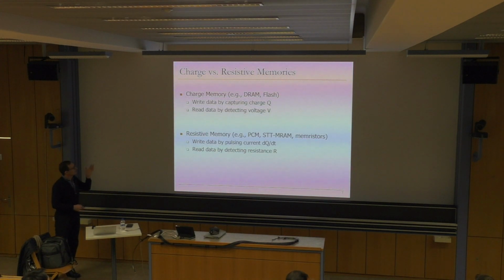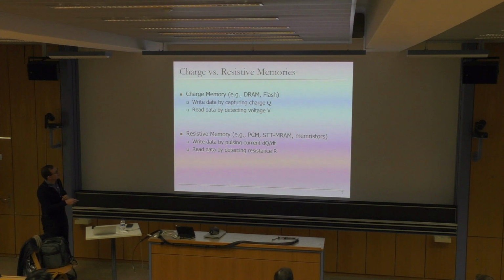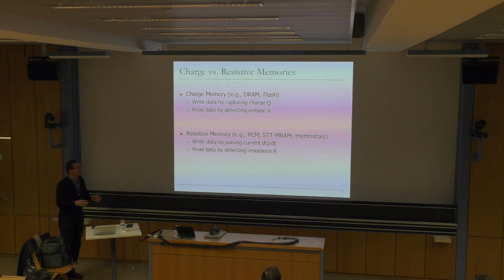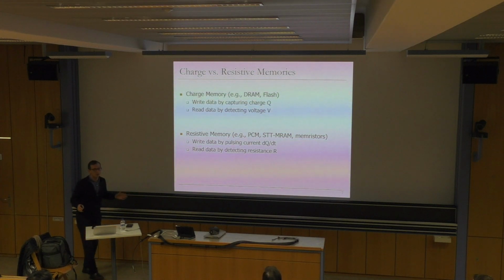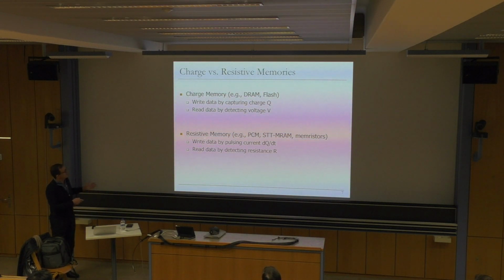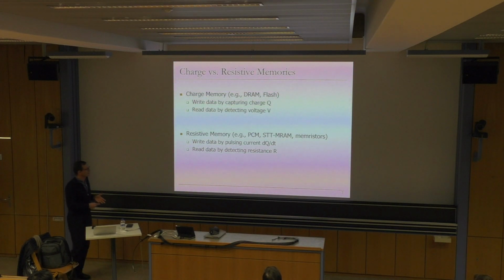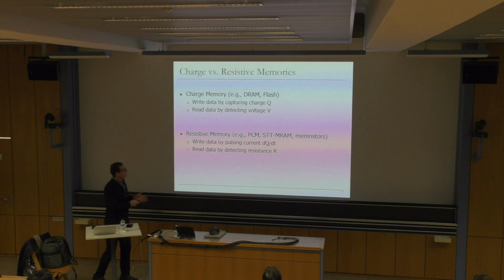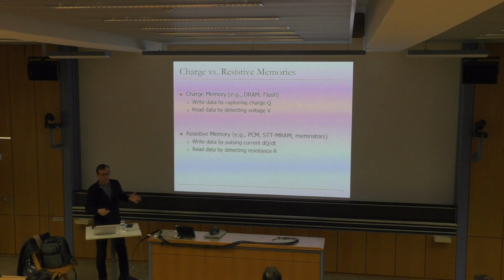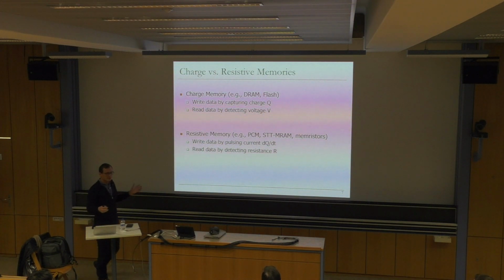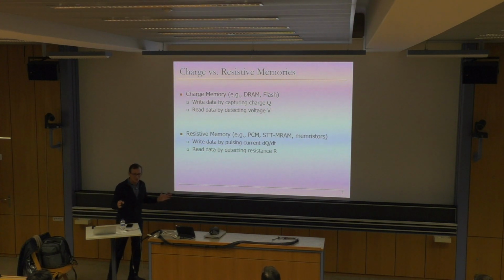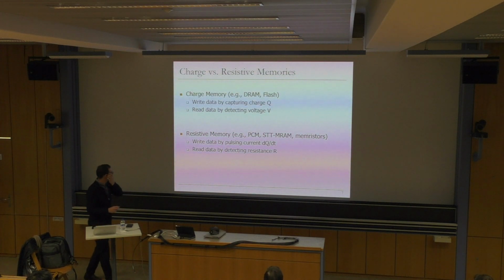So what's the fundamental difference? Basically, if you look at charge-based memories, you write data into a storage device by capturing some charge, and you read data by detecting some sort of voltage, essentially. Whereas resistive memory technologies, of which there are several examples: phase change memory is one example, we will talk a lot about it. STT-MRAM, spin transfer torque magnetic memory, we will talk briefly about it. Memristors are also resistive memory, they operate on different principles, we will not talk a lot about them, but you can find literature on them also.